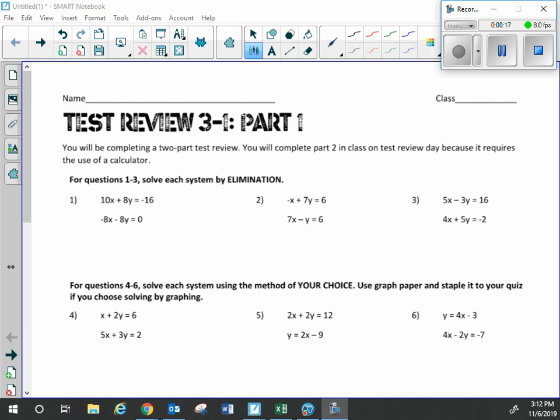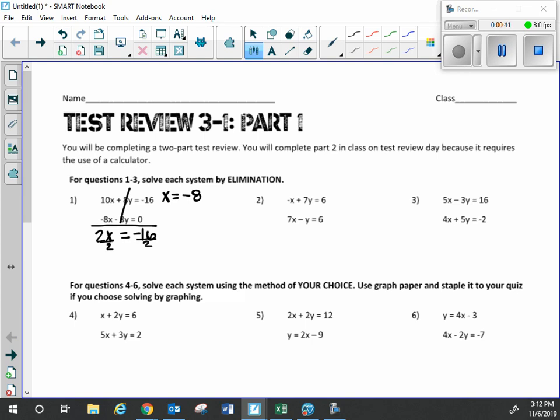So number 1 is set up perfectly. It's already ready to eliminate your y. So you're left with 2x, 10 minus 8x, 10x minus 8x, and then equals negative 16. So x equals negative 8.